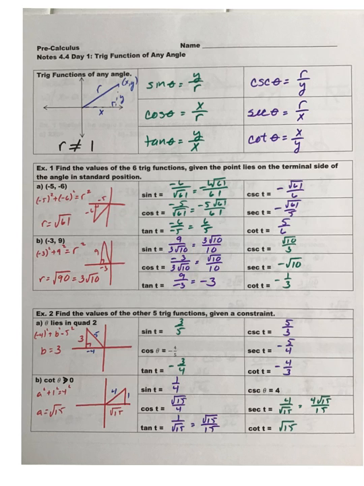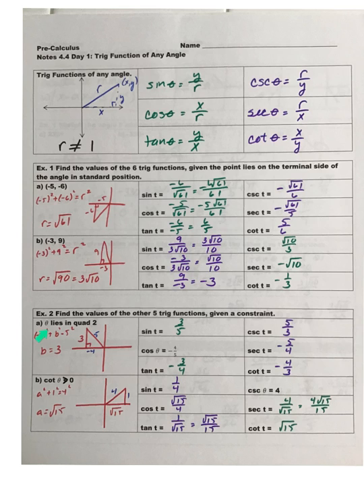All right, so example 2, a little trickier, is we're given one of the trig values. So you have to use that with the other information to figure out which quadrant you are in, because that makes a big difference on whether things are positive or negative. If you go to the right, the x is positive. If you go to the left, the x is negative. If you go up, the y is positive. If you go down, the y is negative. So that affects your trig functions.